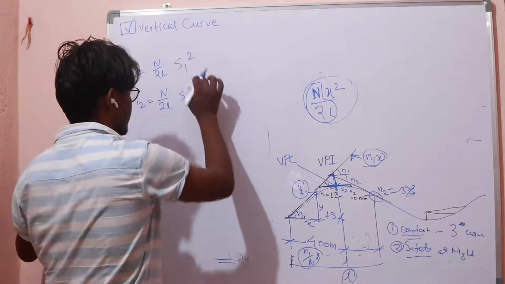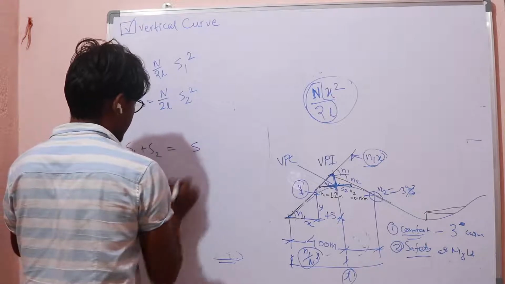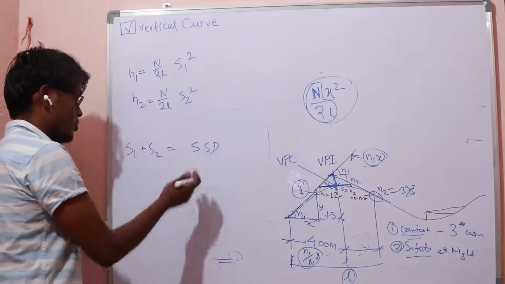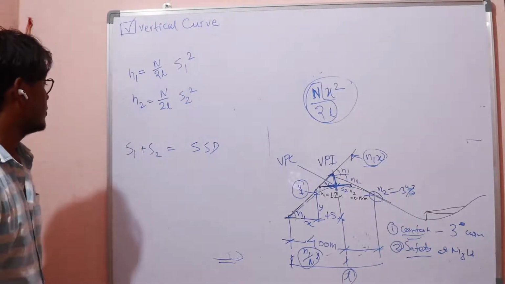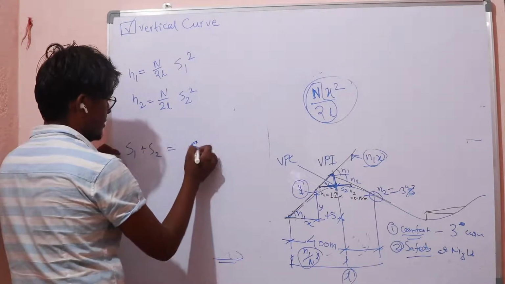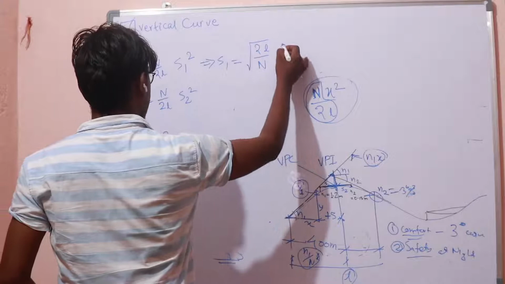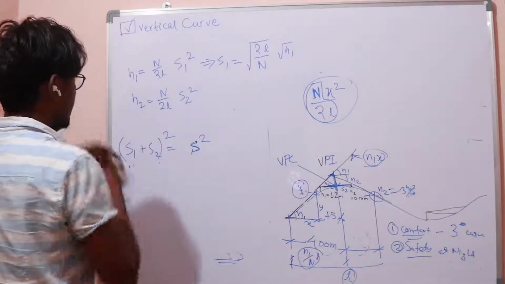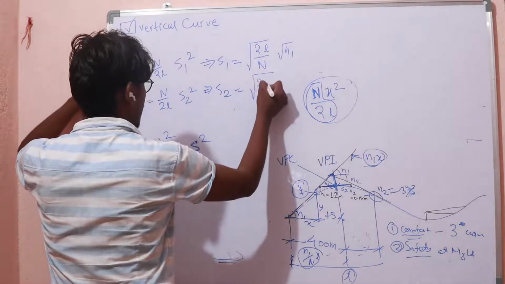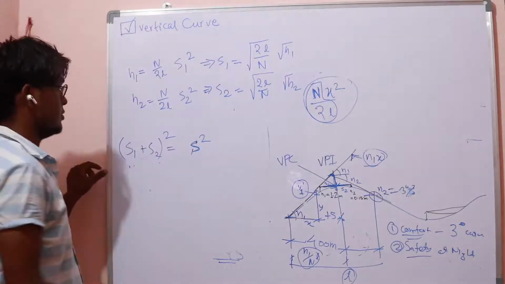We do not know s1 and s2 individually, but we do know s1 plus s2 is equal to s, the stopping sight distance, or the overtaking sight distance, whatever it may be. So s1 equals root of h1 times root of 2L over n, and s2 equals root of h2 times root of 2L over n.